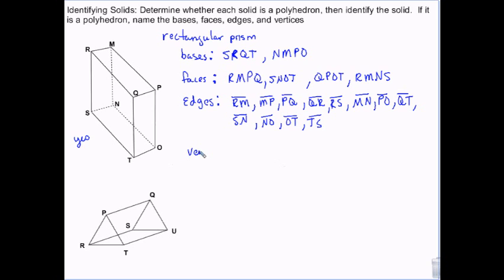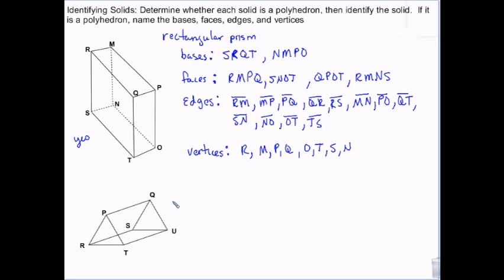And then we have the vertices. And those are just letters. So R, M, P, Q, O, T, S, N. All of the corners.